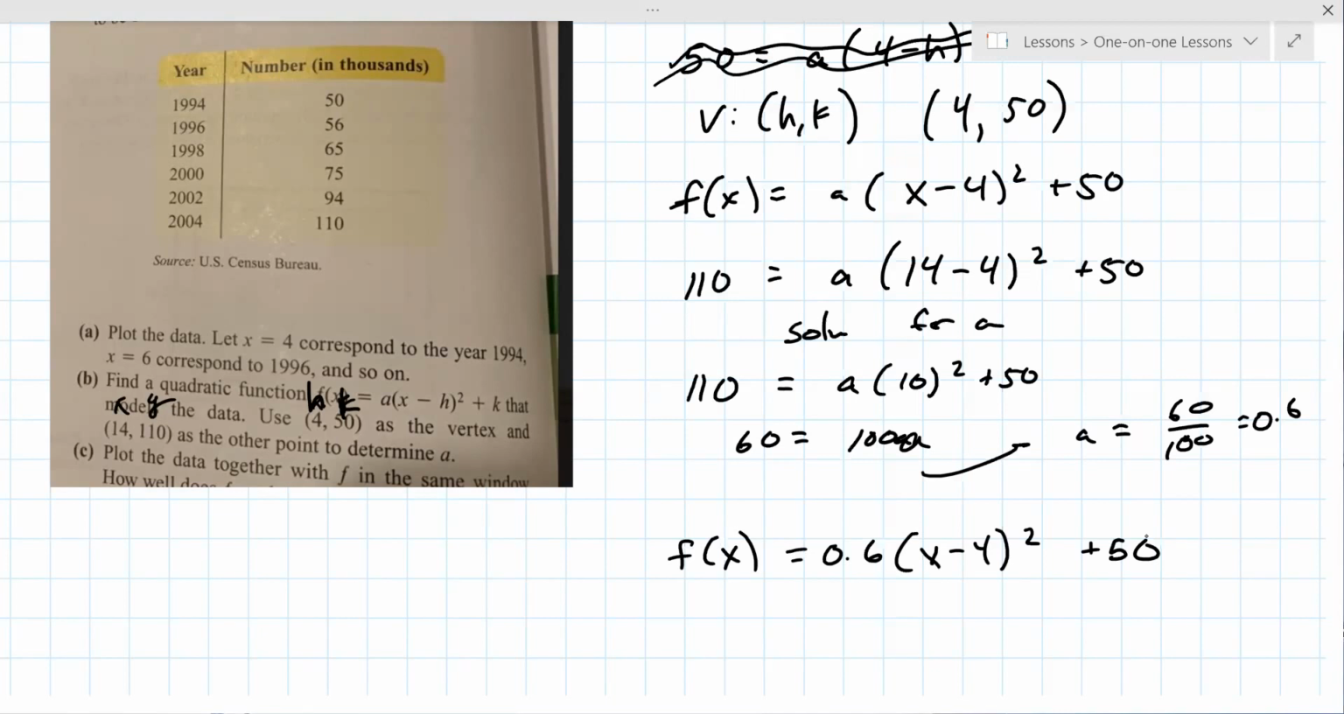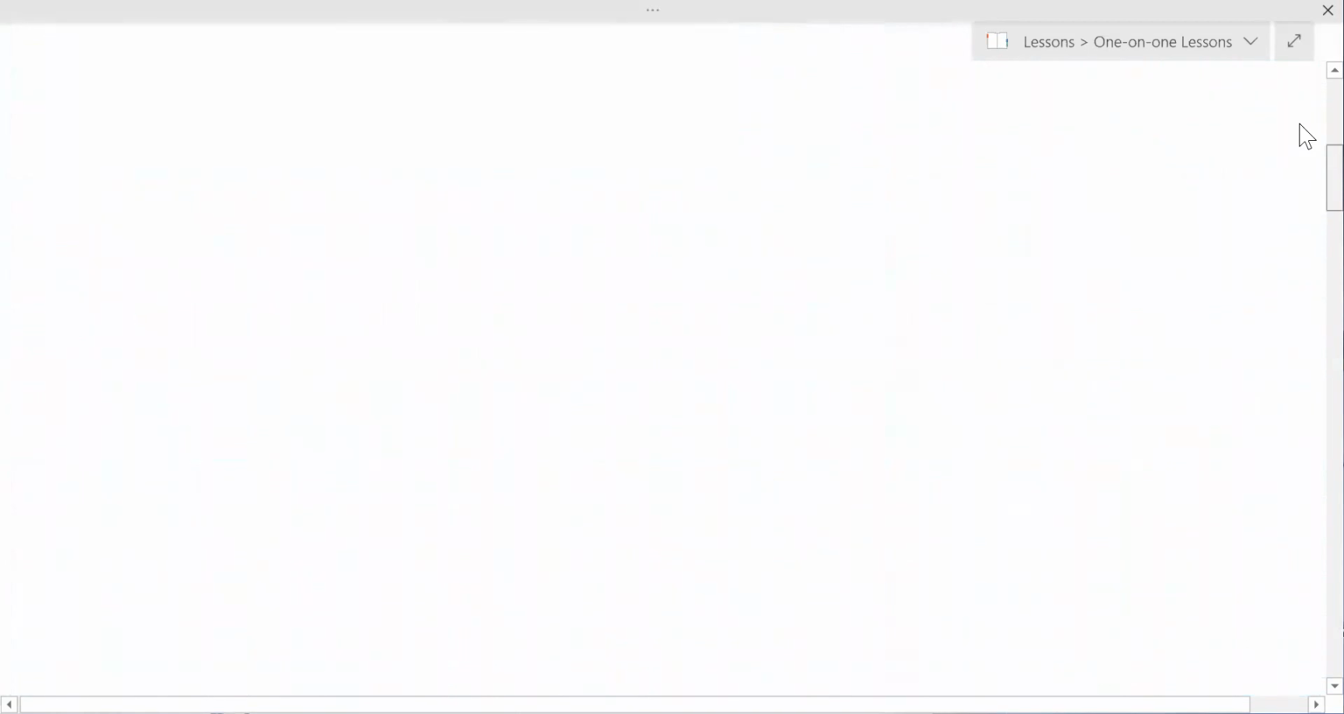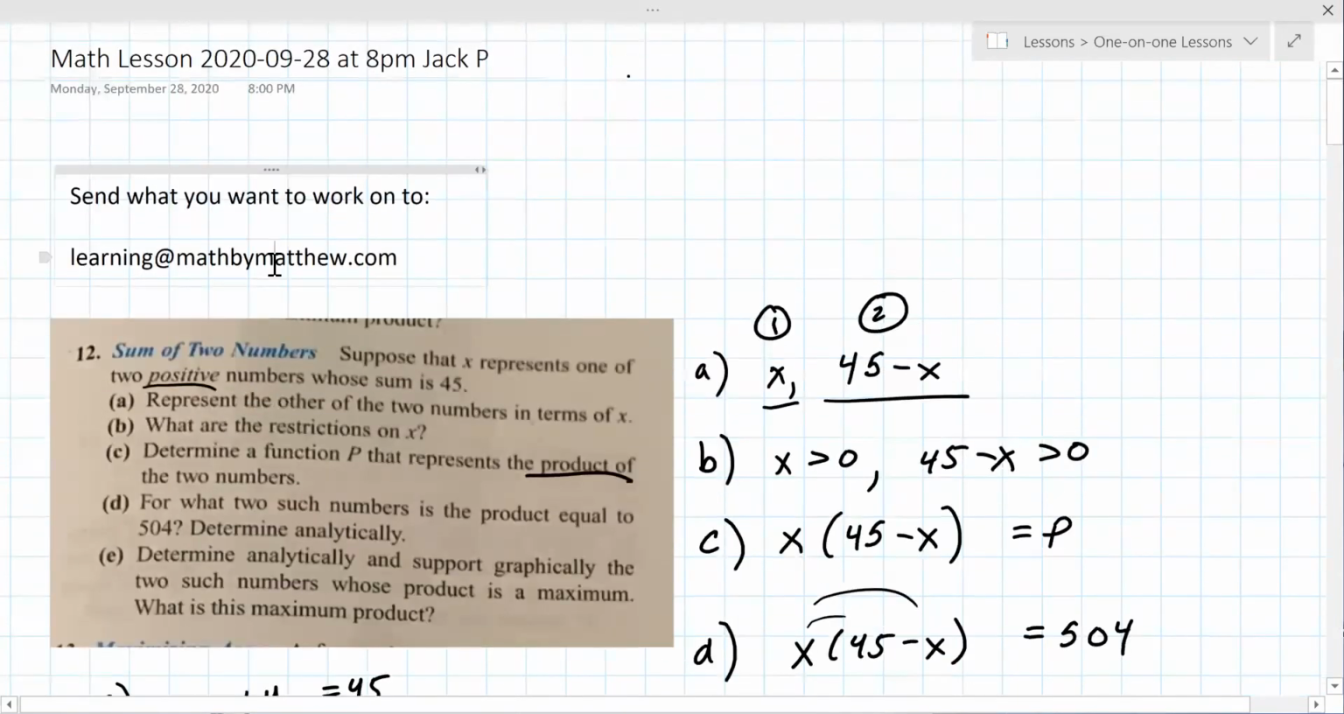Do you mind if I send you the pages of another homework? Yeah, that would be best. You did send quite a few pages, so maybe you've already sent it. No, this one's from a previous lesson. Let me get it out. If you could send it to learning@mathbymatthew.com, that would be preferred. So cut down a little time here.